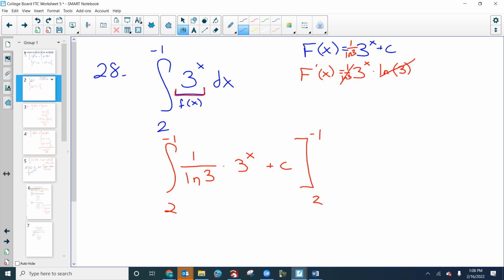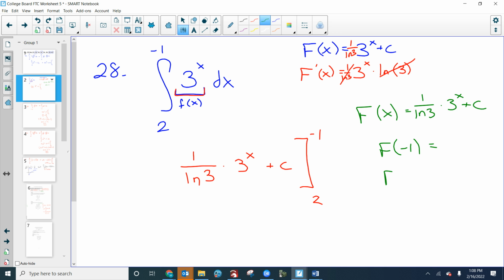If you want to keep writing, some people have gotten in the habit of doing capital F of x is 1 over ln3 times 3 to the x plus c. Then they do capital F of negative 1 and they show their work, and they do capital F of 2 and they show their work, and they subtract. That's fine. This is just another way to show that. So you don't need to do the brackets. You need to know it though, because the test writers on some of the rubrics will show it that way, and we have to recognize it.